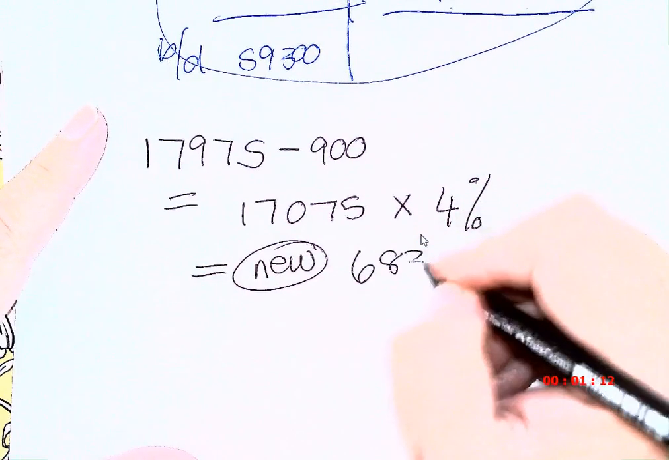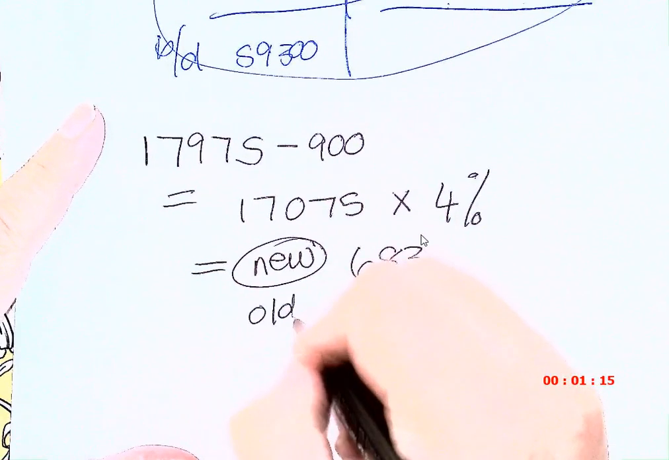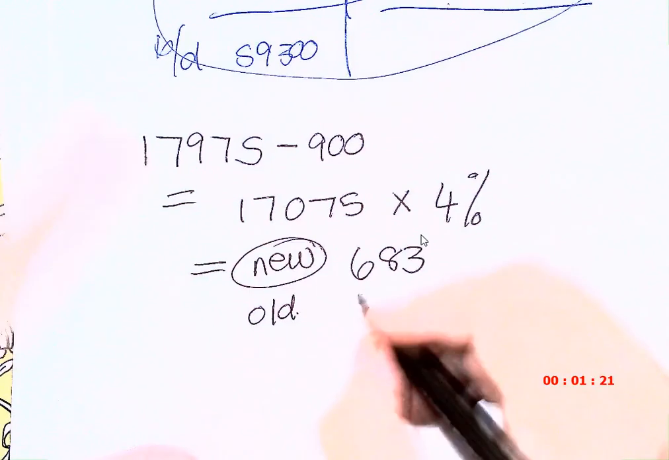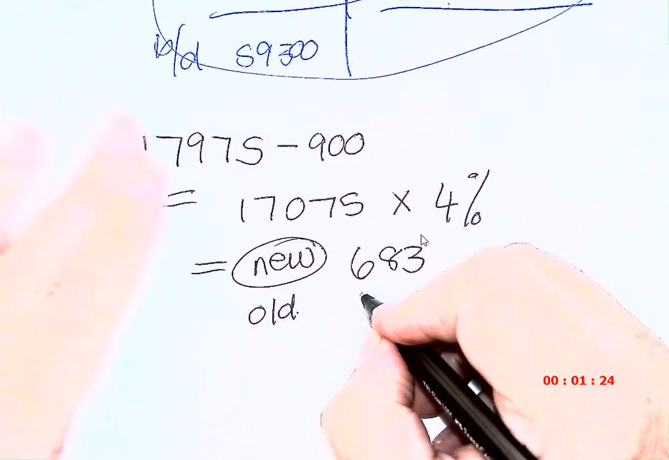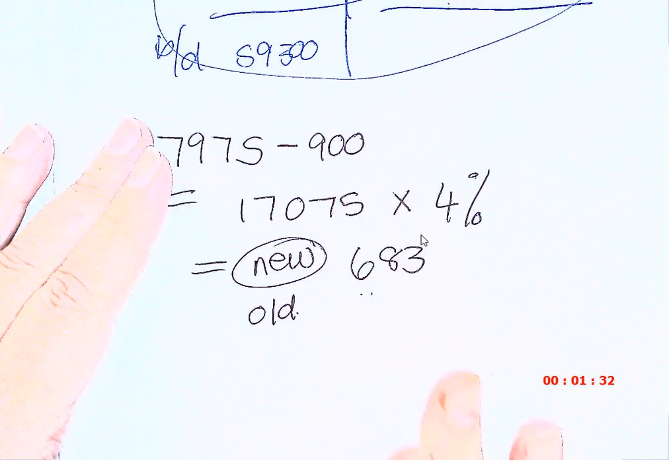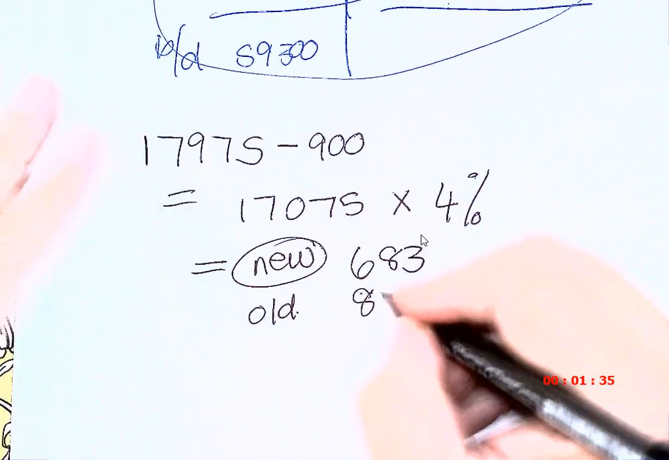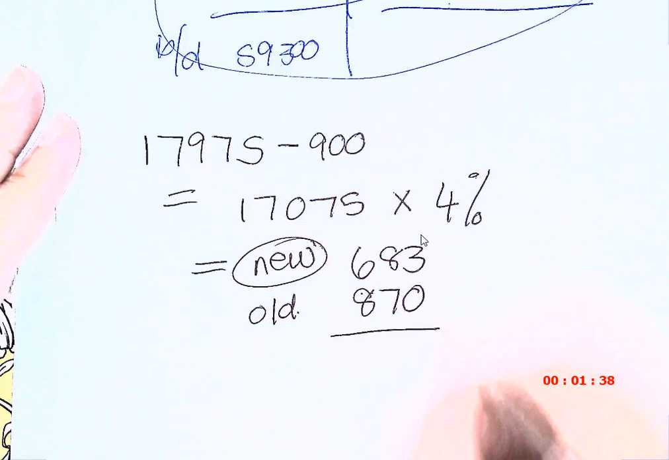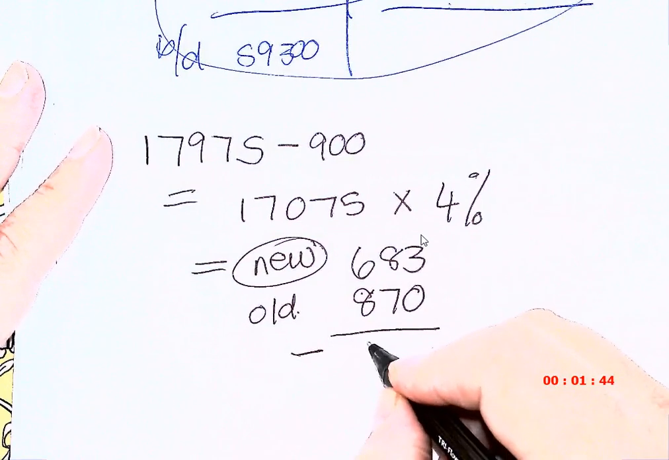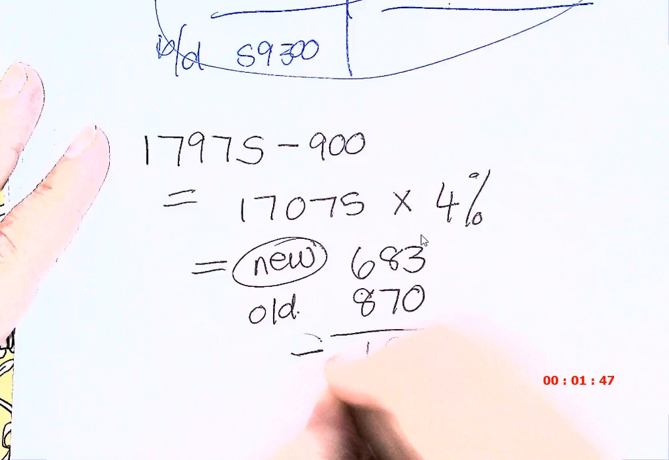683. Okay, now I'm going to subtract the old one, which I will find in the trial balance. And how much is the old one? Can you guys look on the trial balance for me? 870. Thank you. Okay, now I see I need to make it less with how much? 187. And because I make it less, it means that 187 is an income.